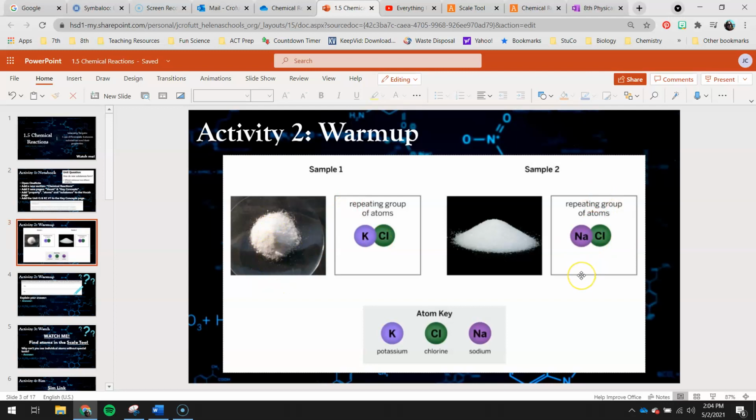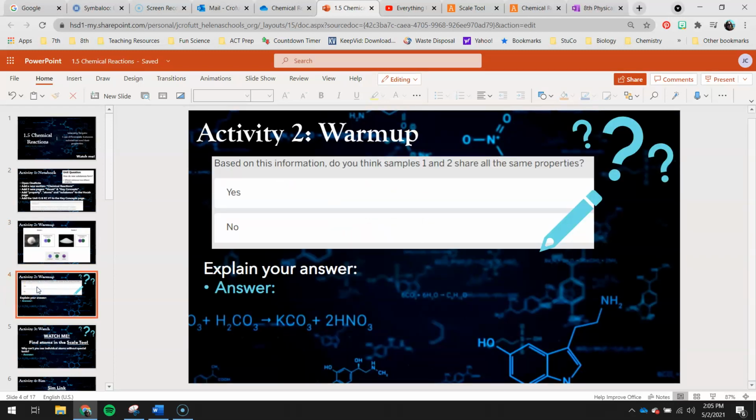Sample 2 is something that should be very familiar to you. It's table salt or sodium chloride. You can see Na is sodium, chlorine is Cl, and you can see that they look very similar. So your warm-up today was to use your draw tool to answer this question: based on this information, do you think samples 1 and 2 share the same properties? You would circle either yes or no and then explain your answer.